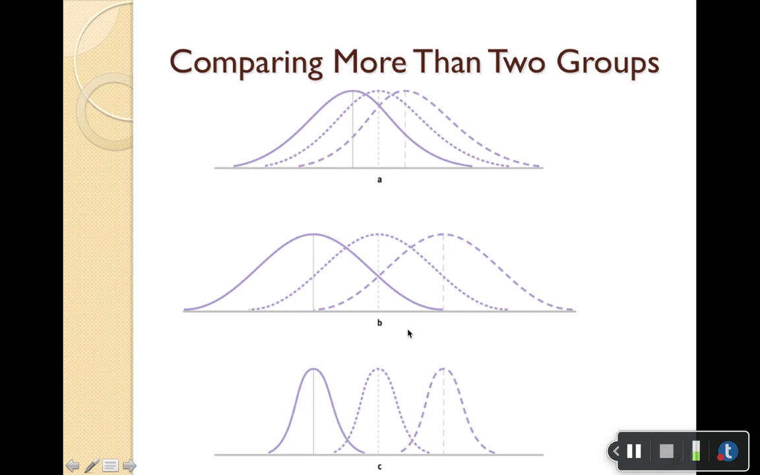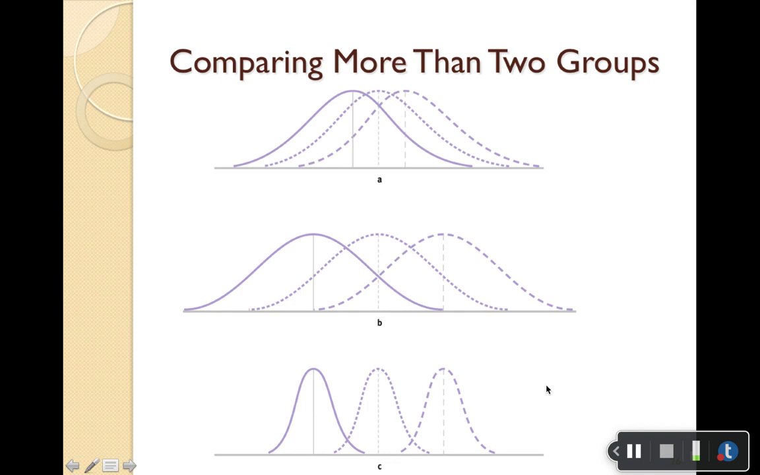For B, you can see that the means are spread out quite a bit more. Those vertical lines are farther apart from each other, but you still have a high degree of overlap within or underneath the curves. So our ultimate goal that we're striving for with ANOVA is letter C down here.